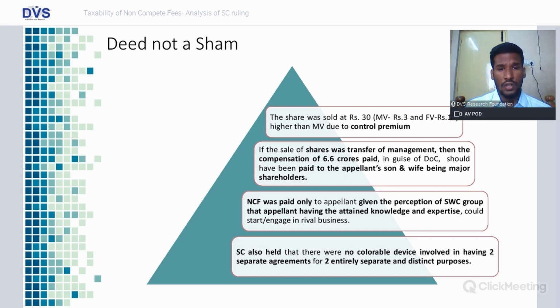So NCF was paid only to the appellant and not to the other members of the family because it was only the assessee who had the knowledge and the expertise to carry on or even start a rival business which could be a competition for the SWC group. The other members of the family did not have that expertise or knowledge, and that is the reason why a non-compete fee was paid only to the assessee and not to other members in the family.